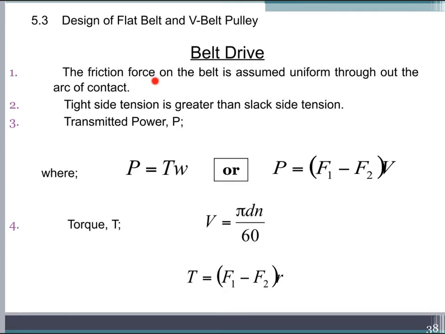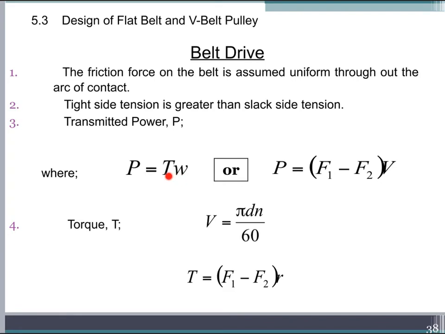The friction force on the belt is normally not uniform, but for calculation purposes, we will assume that the friction force between the belt and pulley is uniform. And then we will assume that the tight side tension is greater than the slack side tension in terms of force. We can find the value of transmitted power from the driver pulley to the driven pulley by using the equation P is equal to T omega.